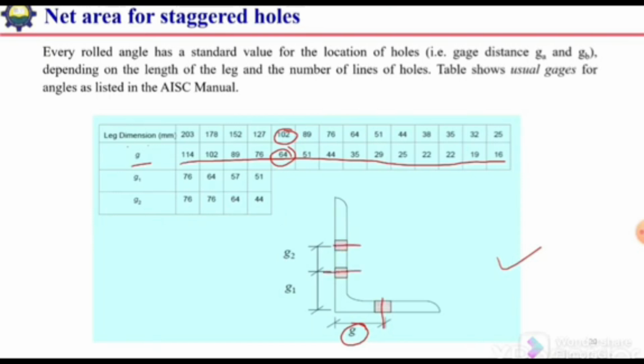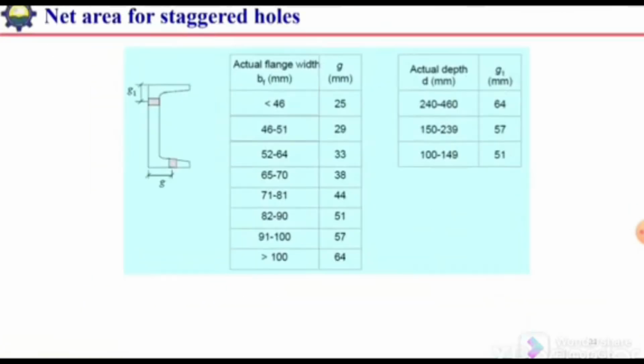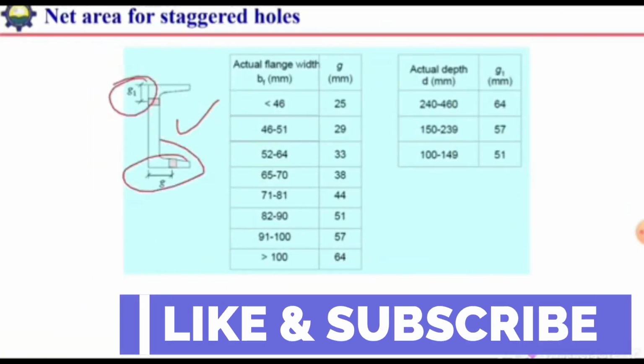And if we have more than one bolt, then the first distance from this corner or from this edge up to the center of the first bolt will be G1, the first gauge length, and then the distance between the centers of the next 2 bolts will be G2. So for example, if the length of leg is 152 millimeter, then the first hole will be at a distance 64 millimeter, and the next hole will be at a distance 76 millimeter from the center of the first hole. So these are the standard gauge lengths which are given in the AISC manual. Similarly, for channel section, the gauge length for flange as well as for web is given.